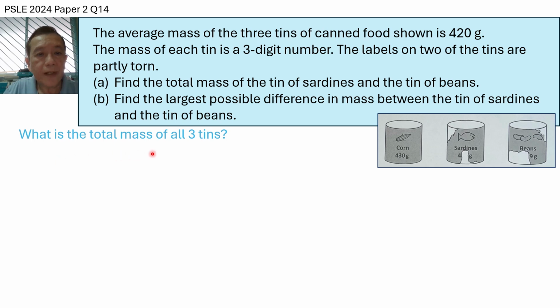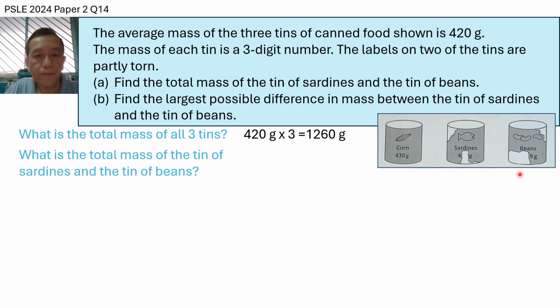What is the total mass of all 3 tins? Since we know the average mass of the 3 tins, we can take the average and multiply it by 3. We get the total, 1,260 grams. We know the total, we know corn. By subtraction, we get the total of the other 2. 830 grams.